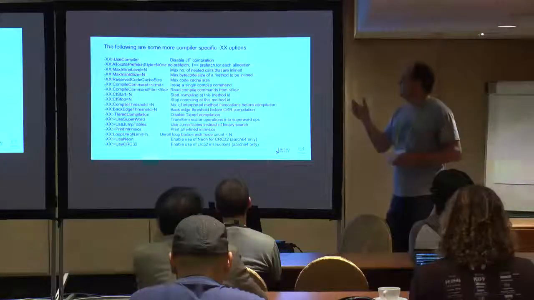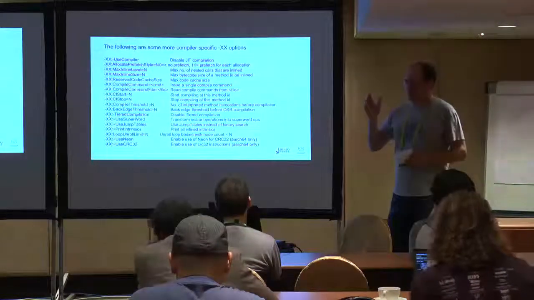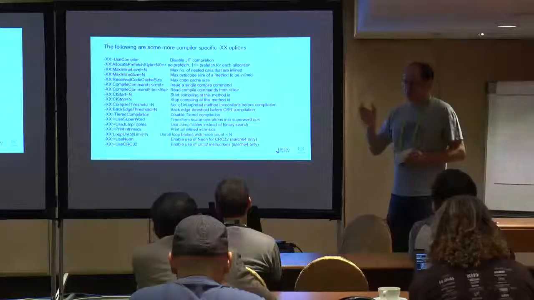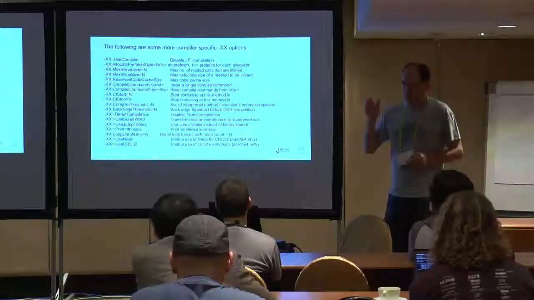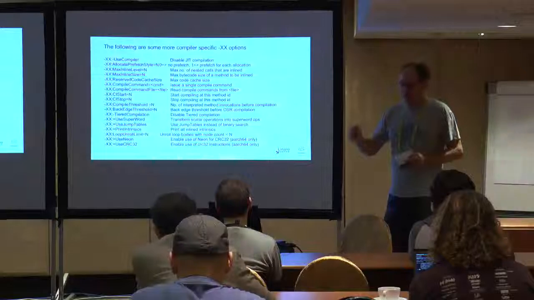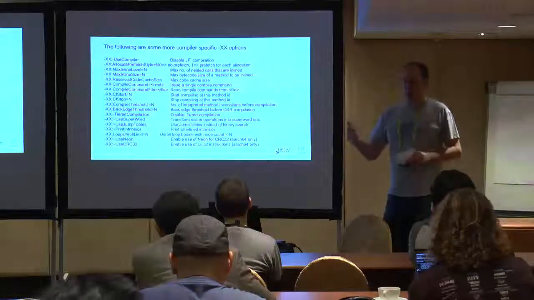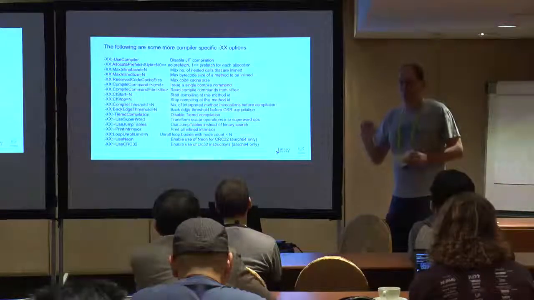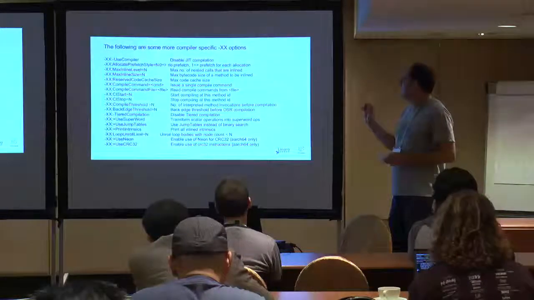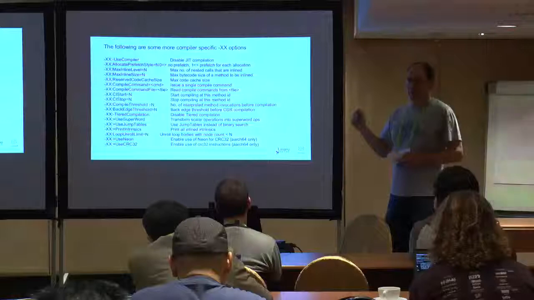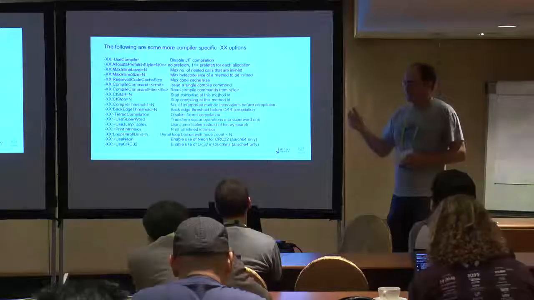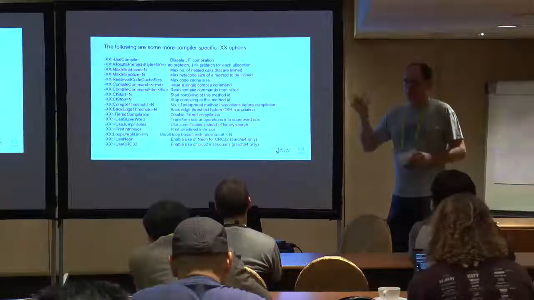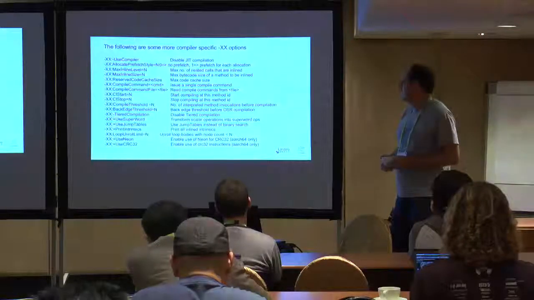Well, the reason is that when it compiles with C1, the client compiler, it installs profiling code in the C1 code it generates. It then runs with that profiling enabled, so it can work out what the control paths are through the code. And then when it comes to compile the second time with the C2 compiler, it can do a much better job of optimizing because it knows what all the control paths are.